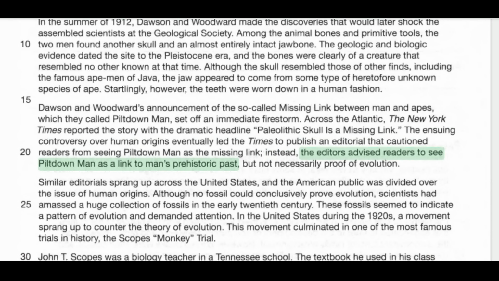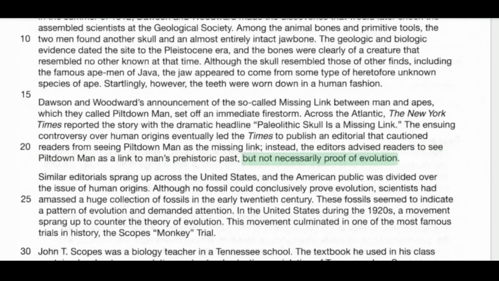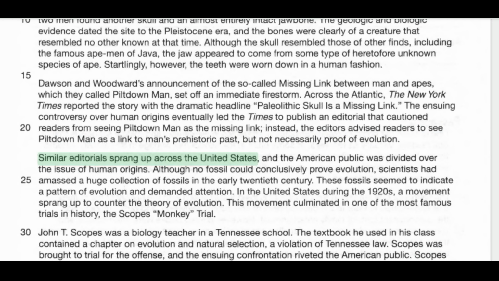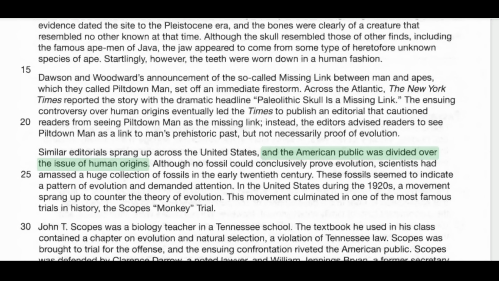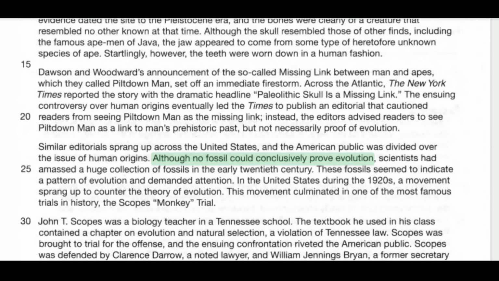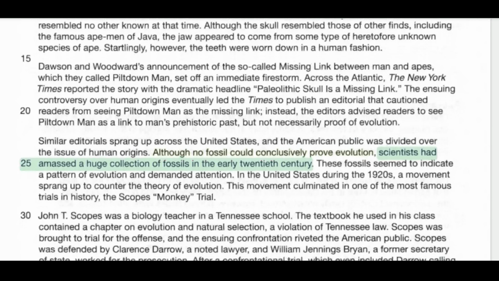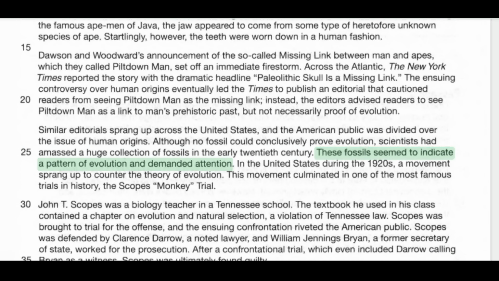Instead, the editors advised readers to see Piltdown Man as a link to man's prehistoric past, but not necessarily proof of evolution. Similar editorials sprang up across the United States, and the American public was divided over the issue of human origins. Although no fossil could conclusively prove evolution, scientists had amassed a huge collection of fossils in the early 20th century. These fossils seemed to indicate a pattern of evolution and demanded attention.